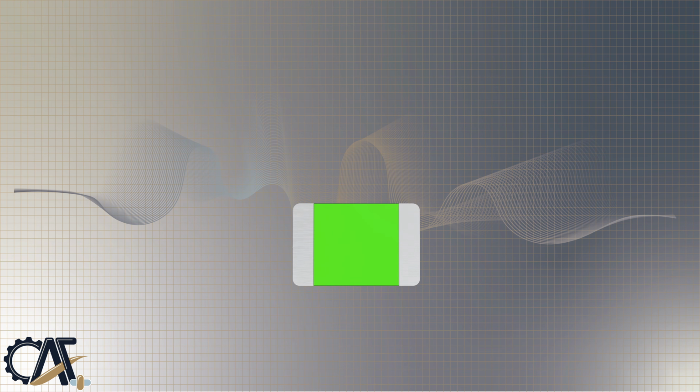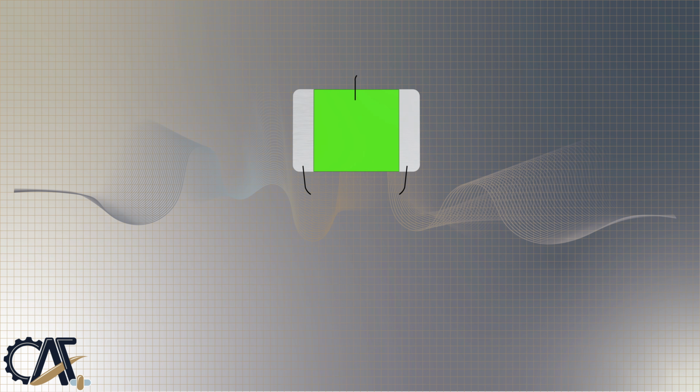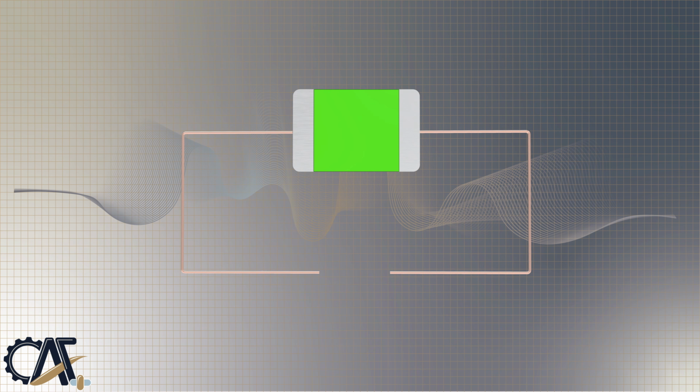Here you can see the construction and the main elements of a plate capacitor. It consists of two parallel conductive plates that are separated by an air gap or insulating material called dielectric. To understand how a capacitor functions, first we need to build a circuit.